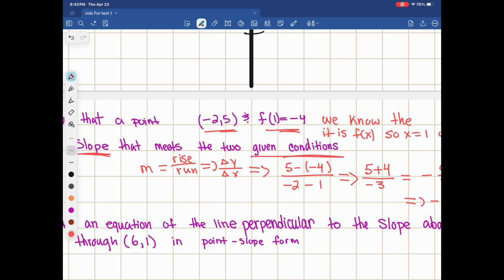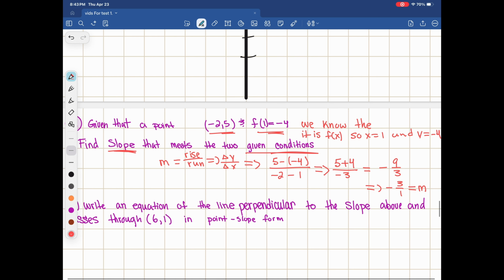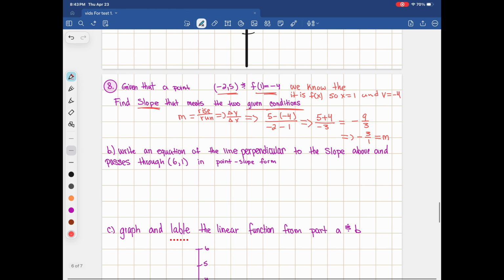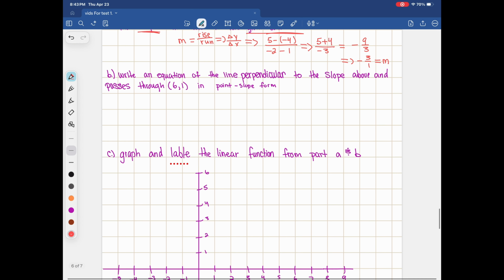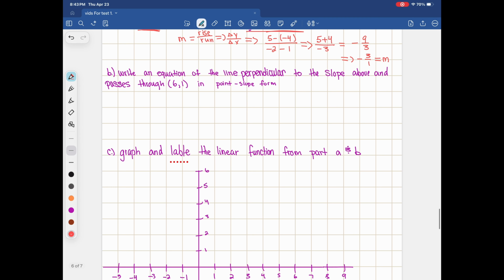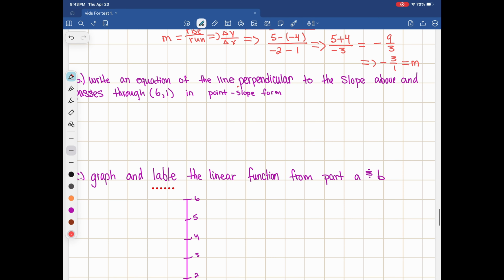And now we're going to move on to part 2, and I'll explain that a little bit. We're going to write the equation of the line perpendicular to the slope above that passes through 6, 1 in point slope form. So there's a couple things that we can notate here right off the bat. First, we've got to know what we're actually looking for and what components to use. We're passing through 6, 1, so that'll be very important in the next couple of steps.